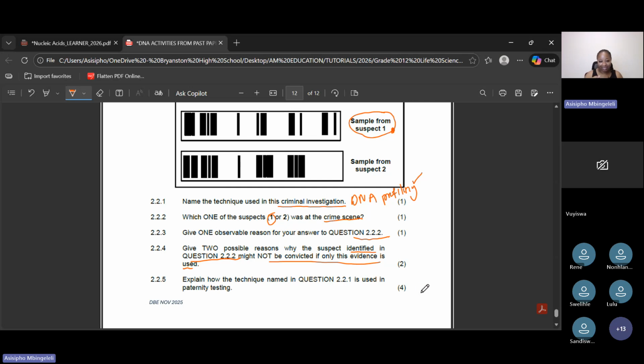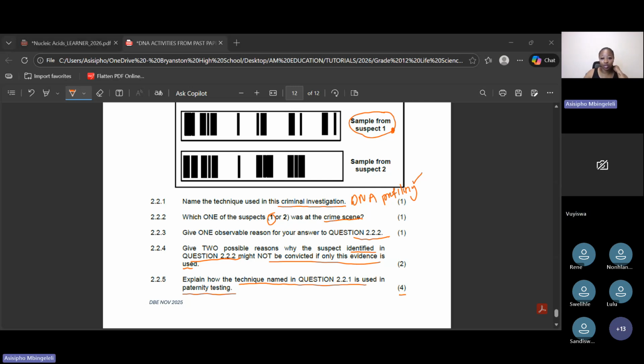4 marks. Explain how the technique named in question 2.2.1 is used in paternity testing. How is DNA profiling used in paternity testing? Remember what I said about paternity testing. Does anyone want to try first? This one was a bit complex.